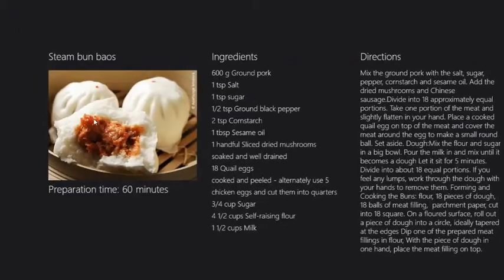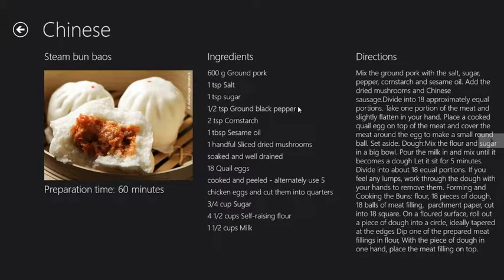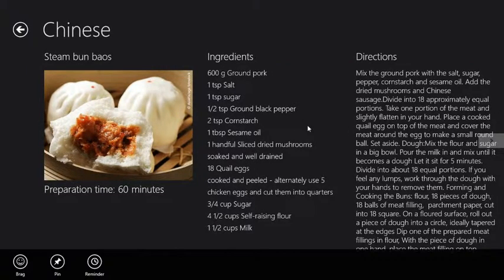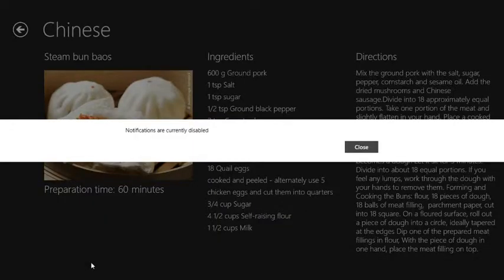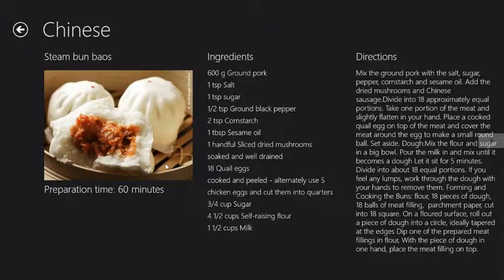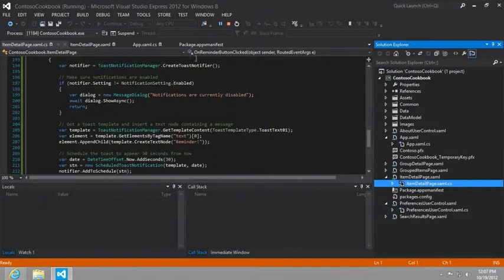All right, so let's go to our item detail page, and then I'm going to right click in here and click reminder. And it says notifications are currently disabled. All right. So that was the pop-up that we just saw.